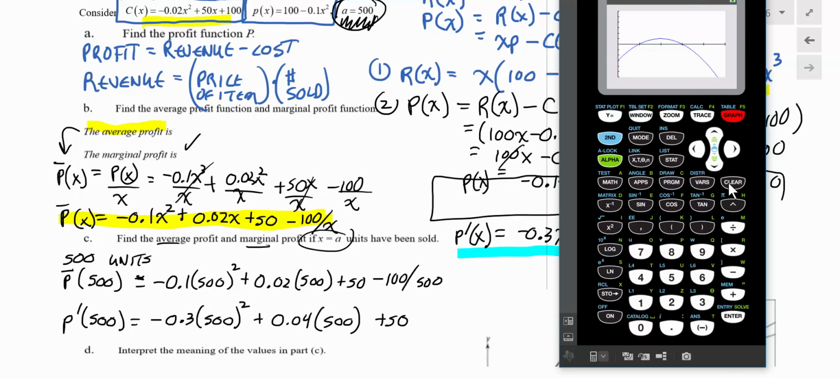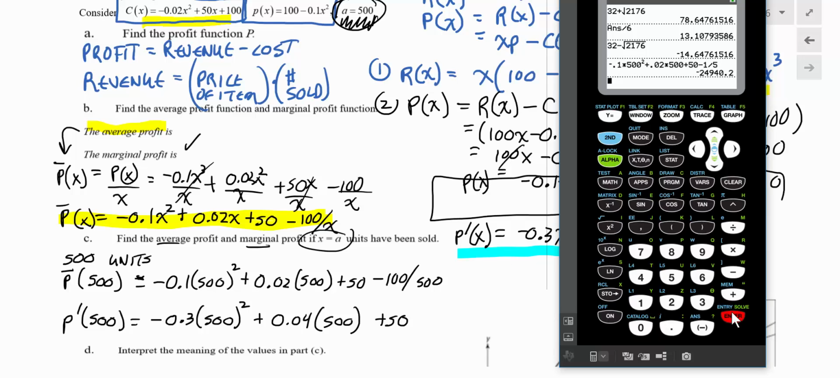Then we're going to do one last thing with this. I'm going to do the concept of using the marginal to estimate the 501st item. Okay, so let me put this in. I've got negative 0.1 times 500 to the second, plus 0.02 times 500, and then plus 50, and then minus 100. You can just put 1/5 if you want to. I'm just reducing that fraction in my head.